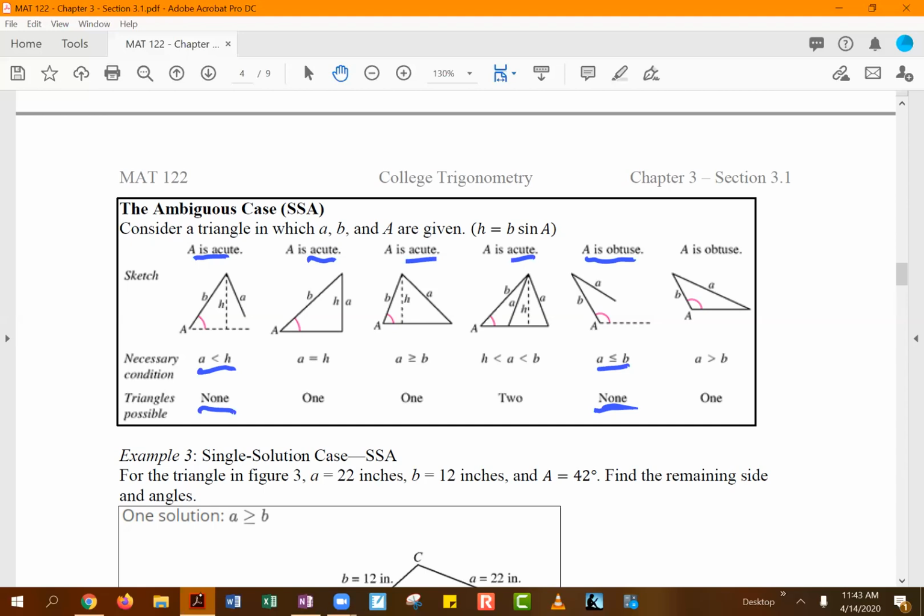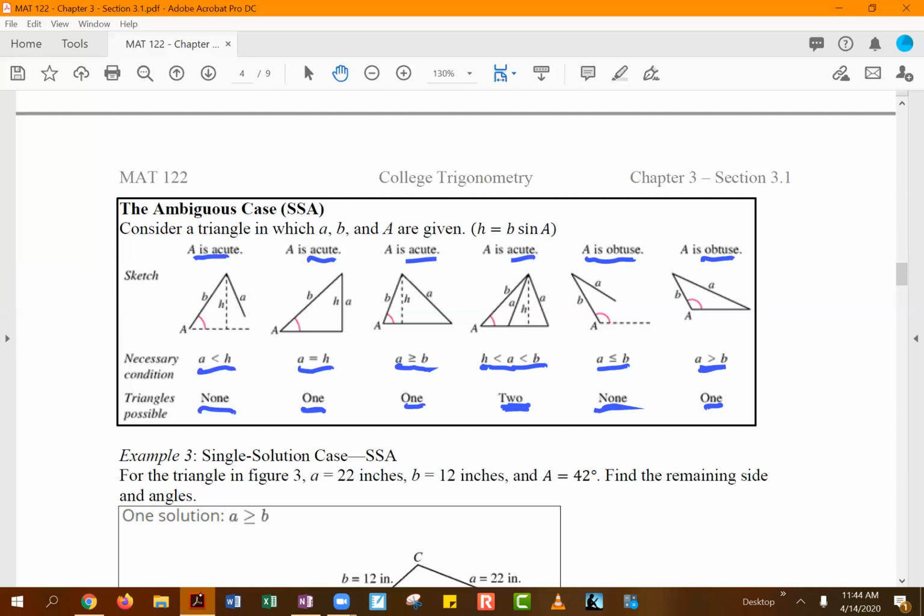If the value of A is equal to the height of the triangle, you will come up with one distinct triangle. If side A is greater or equal to B, you can again come up with one triangle. For an obtuse angle, if your side A is longer than side B, then again you get one single triangle. The only case where you get two distinct triangles is where the height of your triangle is less than side A, and both of those numbers are less than side B. In that case, you end up with two distinct triangles.